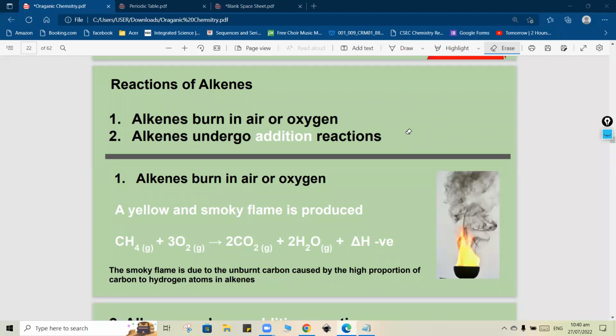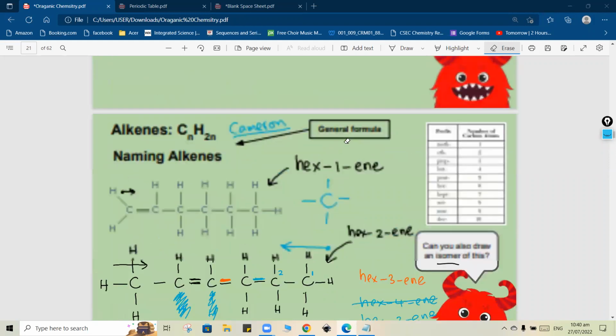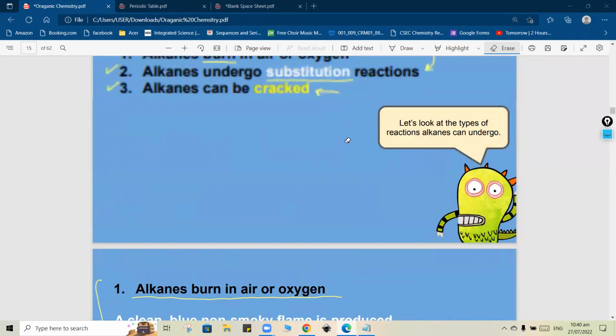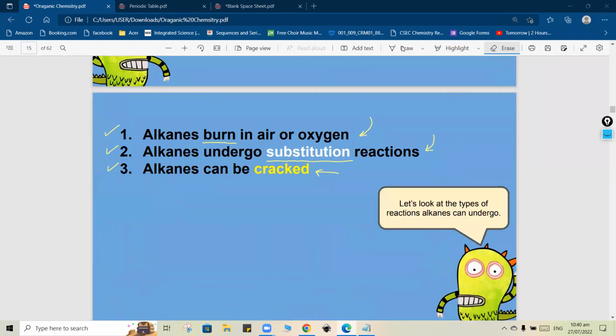It was 3, right? And I can prove that here. Let's go up. Actually, a few people said 4, some people said 5. Let's go back up here. Remember the 3 categories. You can burn it in air. It could go through substitution reactions. And of course, alkanes can be cracked. So it's 3 types of reactions, okay?